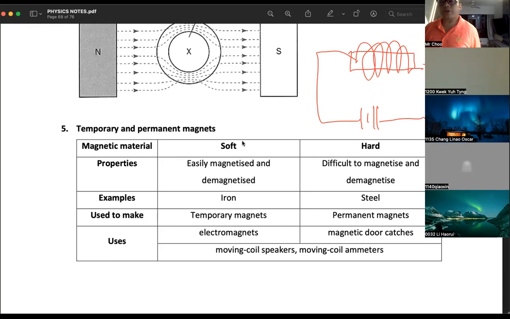Let me ask you a question. Have you all seen a scrap yard before, where they have this big electrical magnet, and you bring it down onto all the rubbish, and then you attract all the magnetic material? So that kind of magnet, do you want it to be temporary or permanent?